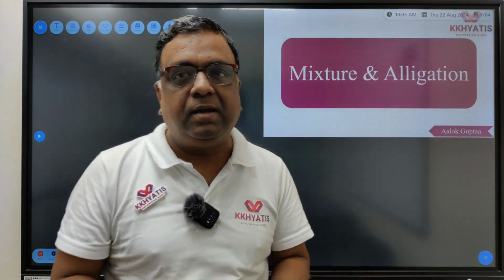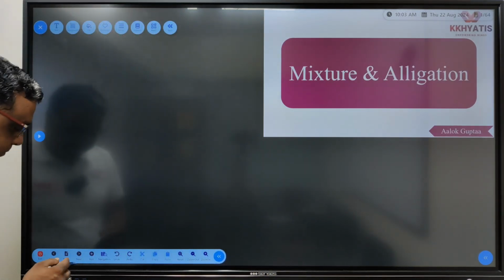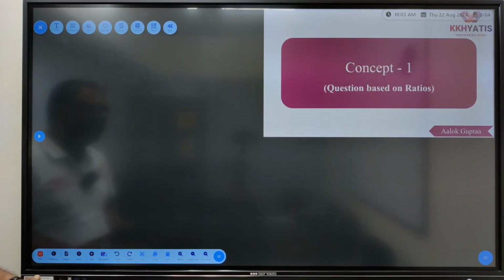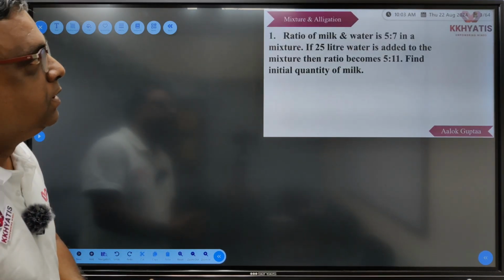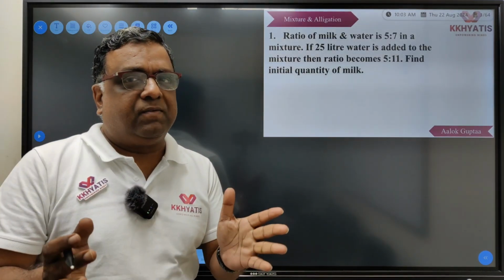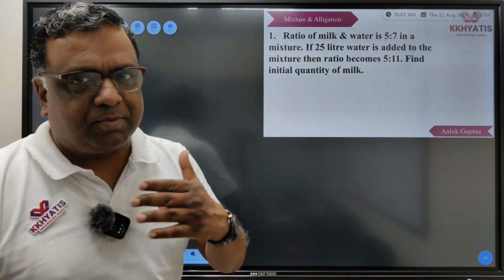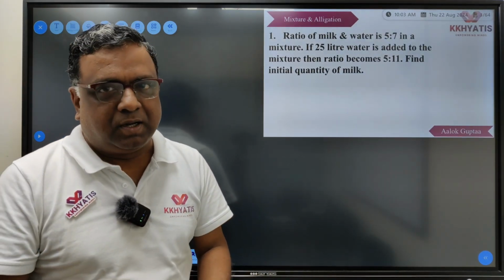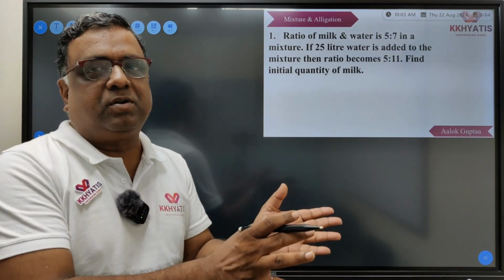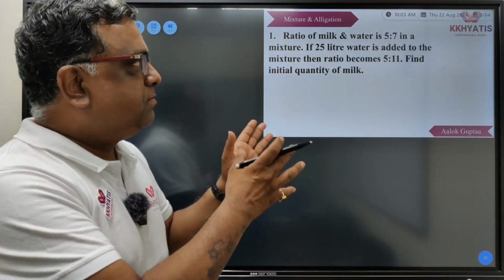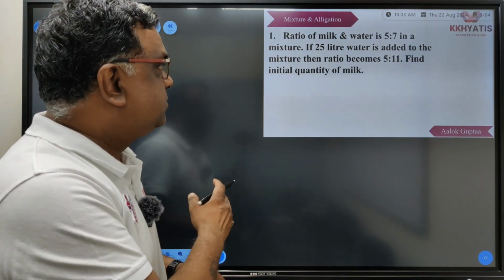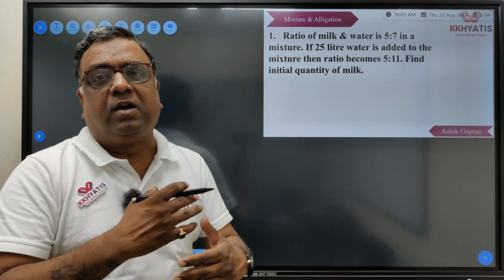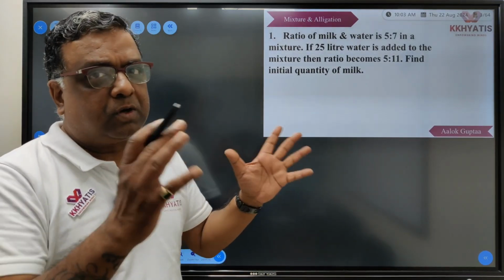So let's begin mixture and alligation. So we'll cover the mixture part first. In the mixture part I will teach you the concept while I am doing the sums. In alligation I will have a separate small session for concept, but in mixture I will explain to you as and when we are doing the sum. And after I have completed solving 5 or 6 sums, I think you will get very attuned to the concept.